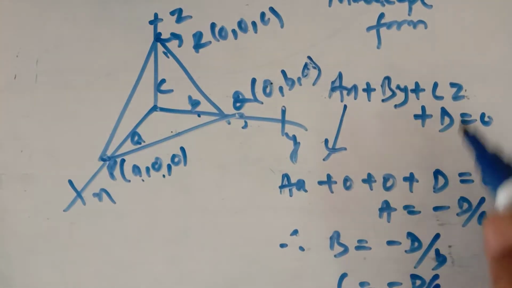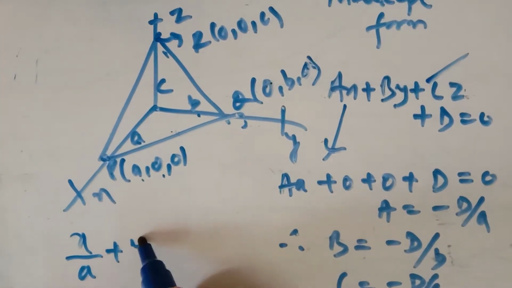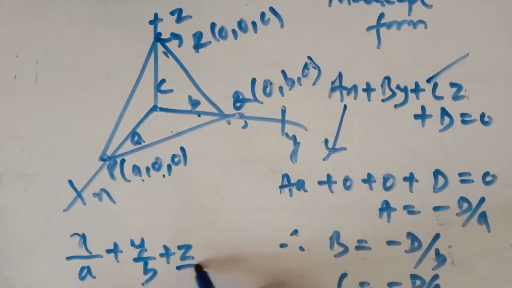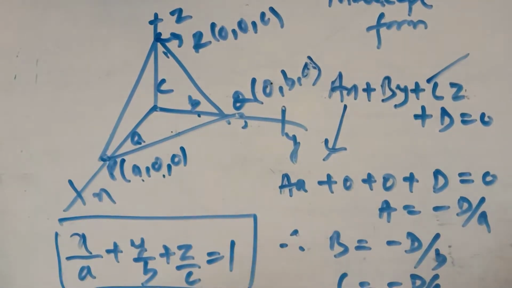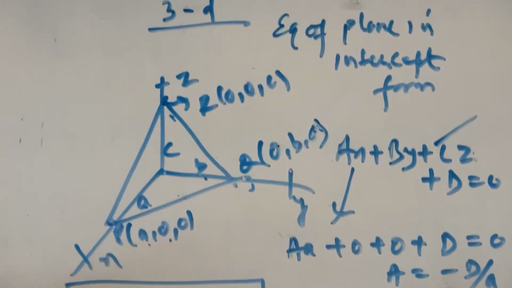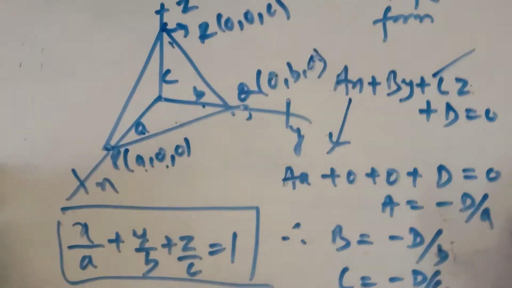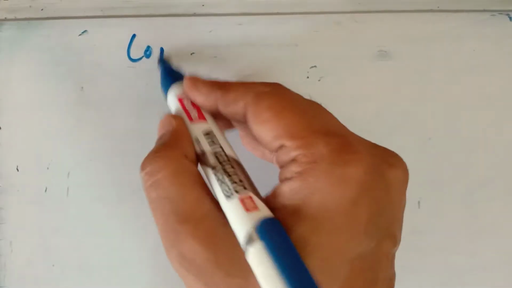When you put these values of A, B, C in the equation, you get the equation of the plane as x upon a plus y upon b plus z upon c equal to 1. This is the equation of the plane in intercept form, where a, b, c are the intercepts of the plane with the x-axis, y-axis and z-axis. You have to learn this: x upon a plus y upon b plus z upon c equal to 1, the equation of the plane in intercept form.